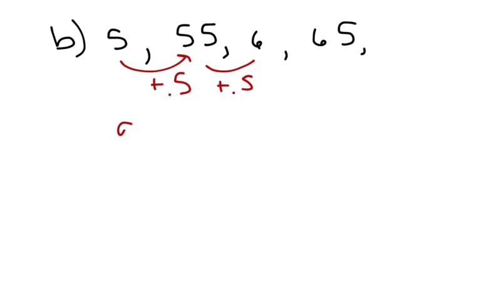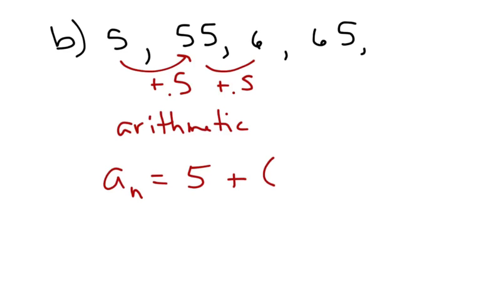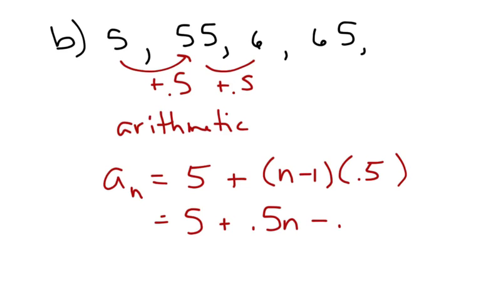So this is arithmetic. How do I find a sub n? Well, a sub n is equal to a sub 1 plus n minus 1 times the common difference. And then I'm going to simplify this. So I get 0.5n minus 0.5. That's going to be 4.5 plus 0.5n.